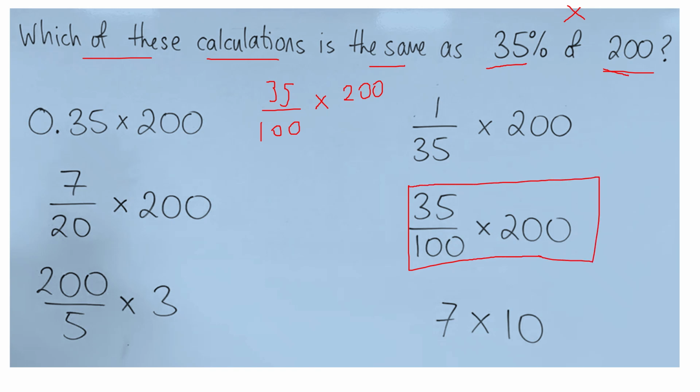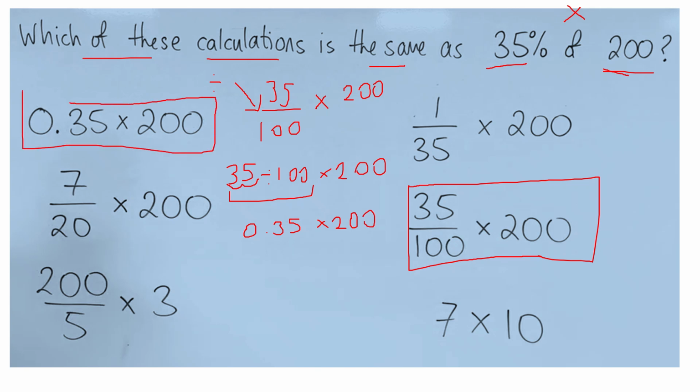Okay, what next, guys? Well, this is a fraction that can actually be simplified, but before I do that, 35 over 100 means 35 divided by 100. So we do 35 divided by 100 and then times 200. Now 35 divided by 100, the decimal point moves two places to the left, so we get 0.35 times 200. We can see that that is the same as this top left option, because 35 hundredths as a decimal is 0.35, or in other words, to convert a percentage to a decimal, we divide it by 100.